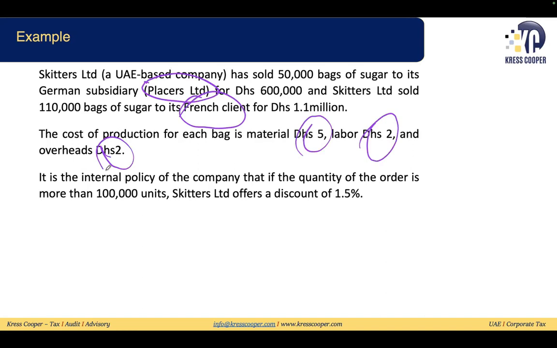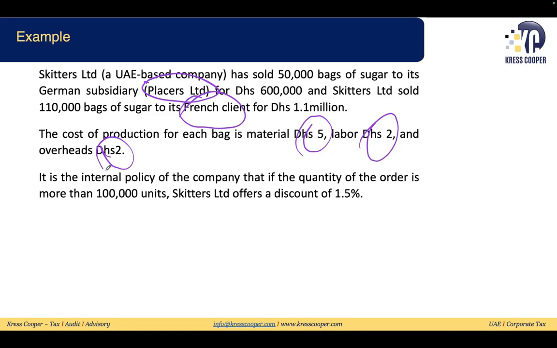It is the internal policy of the company that if the quantity of the order is more than 100,000 units, Skittles Limited offers a 1.5% discount. So you need to keep in mind that whenever Skittles is selling the goods to the French client, the quantity of bags is more than 100,000. The quantity is 110,000.